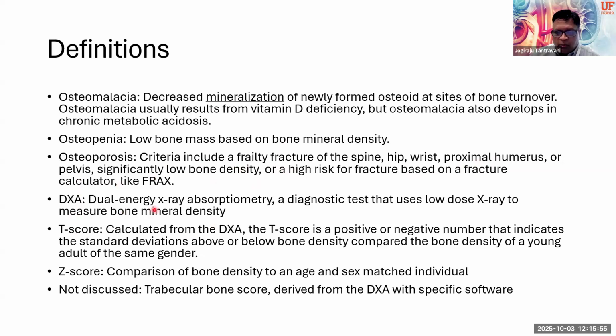DEXA, or DXA, as the bone people like to call it now, is dual energy X-ray absorptiometry, a diagnostic test that uses low-dose X-ray to measure bone mineral density. The T-score is calculated from the DEXA, either a positive or a negative number that indicates the standard deviation above or below the bone density of a young adult of the same gender. The Z-score is a comparison of bone density to an age and sex-matched individual. Something I'm not going to discuss during this talk is the trabecular bone score, which is derived from the DEXA with specific software, because of its unreliability in patients with chronic kidney disease.